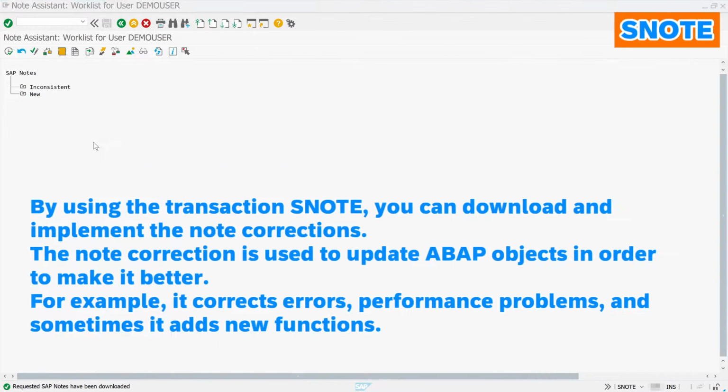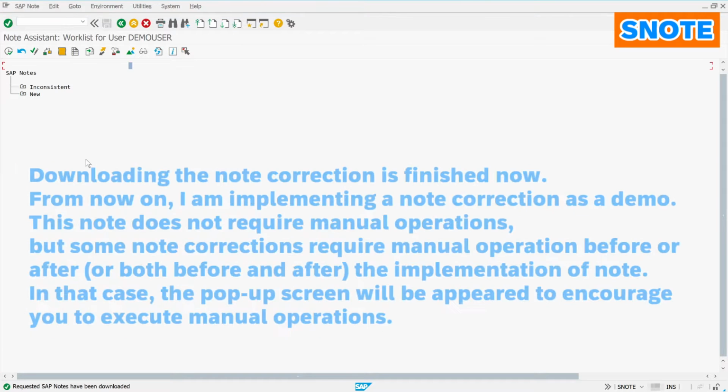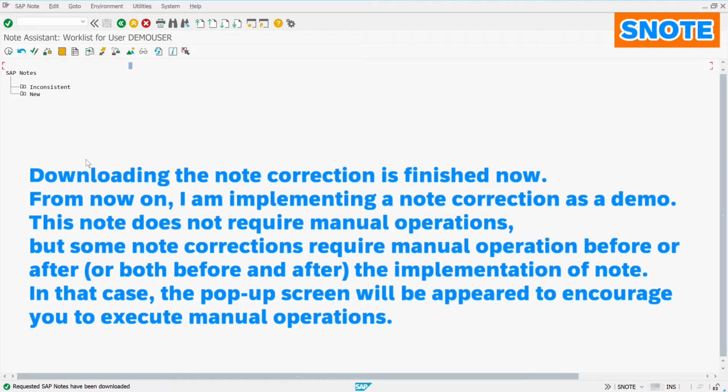By using the transaction SNOTE, you can download and implement the note corrections. The note correction is used to update ABAP objects in order to make it better. For example, it corrects errors, performance problems, and sometimes it adds new functions. Downloading the note correction is finished now.